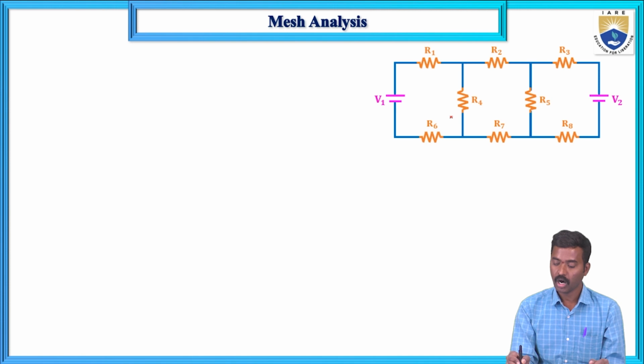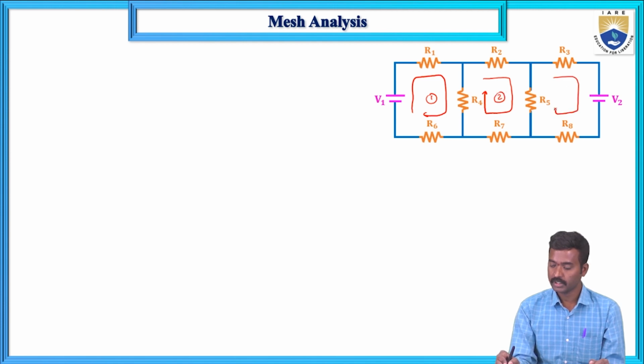V1, R1, R4, R6. This is the closed path, loop 1. Next, this is the closed path: R2, R5, R7, R4. Second loop. Loop 1, loop 2. Then R3, V2, R8, R5, a closed path traced by circuit elements. Loop 3. Next loop, this one: R1, R2, R5, R7, R6 and V1. Loop 4.